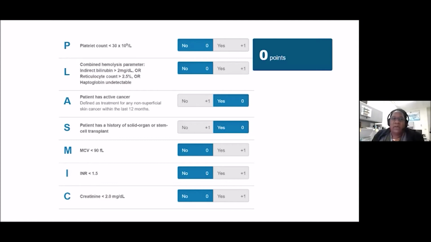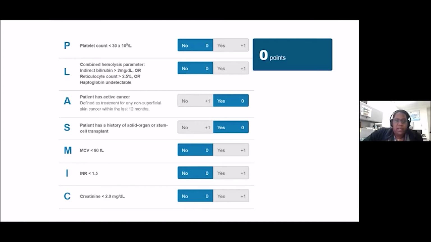L is looking for signs of hemolysis. Is their indirect bilirubin elevated? Do they have an increased reticulocyte count, or is their haptoglobin undetectable? Again, 1 point. If the patient has active cancer, and this is described as cancer they're getting treated for, anything other than a basal cell carcinoma.